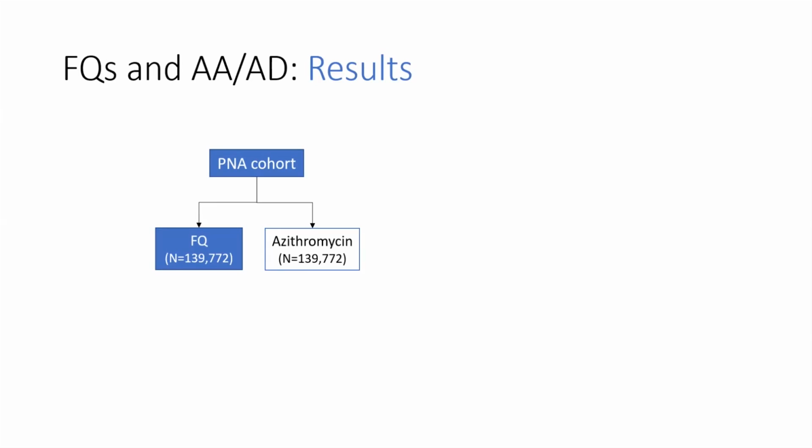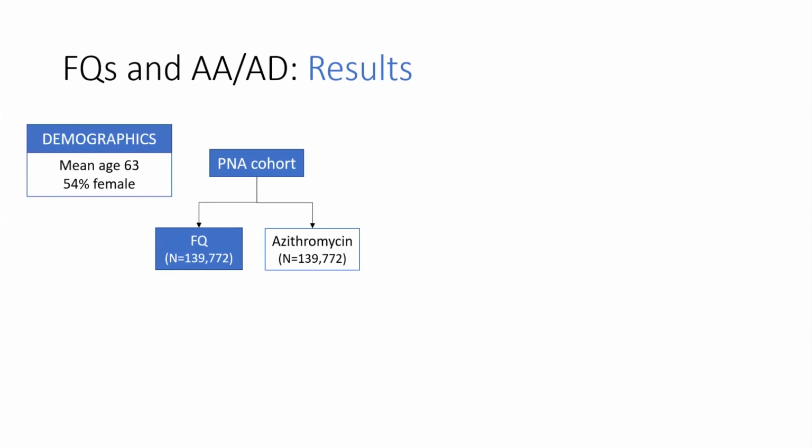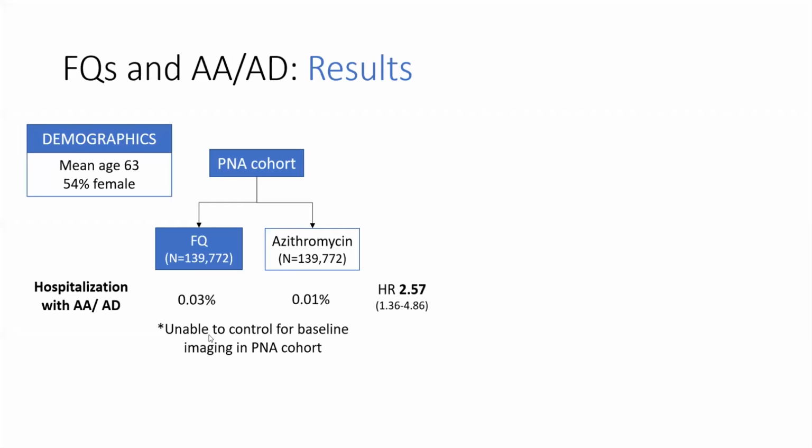Looking at the pneumonia cohort, the average age was 63, about 54% female. And for the primary outcome, fluoroquinolones were associated with a significant increase in aneurysms or dissection. But notably, they were unable to control for baseline imaging here, so they could not account for surveillance bias because the patient population was not large enough.